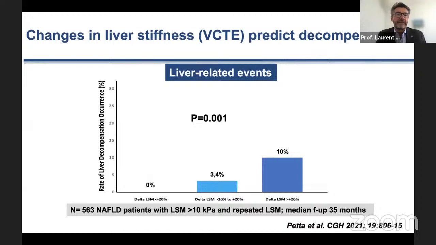More interesting, because this is baseline liver stiffness, but we tend to repeat liver stiffness in clinical practice, and changes in liver stiffness are also clinically meaningful, maybe more actually than only a single baseline measurement. For instance, in this very recent study from Salvatore Petta, 563 NAFLD patients with so-called CACLD, that is liver stiffness above 10 kilopascal, had repeated liver stiffness measurement with a median follow-up of 35 months. And you can see if your increase in liver stiffness over time is above 20%, the rate of liver decompensation was 10%, significantly higher than if your liver stiffness is stable or decreasing.